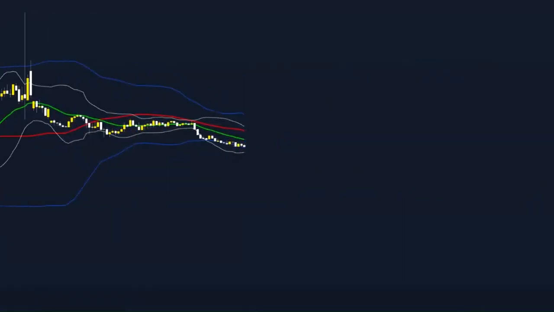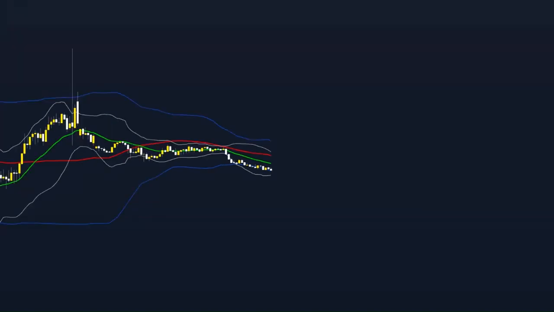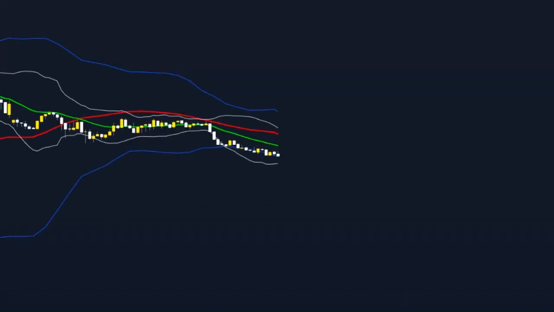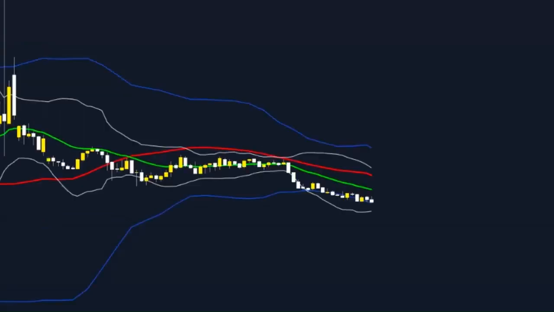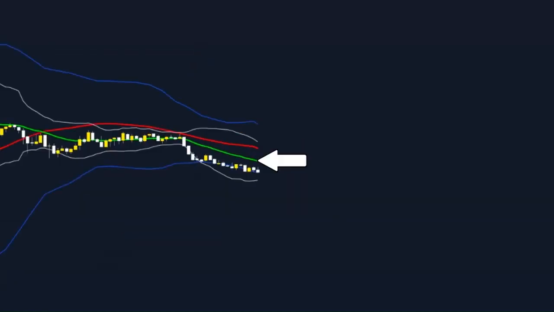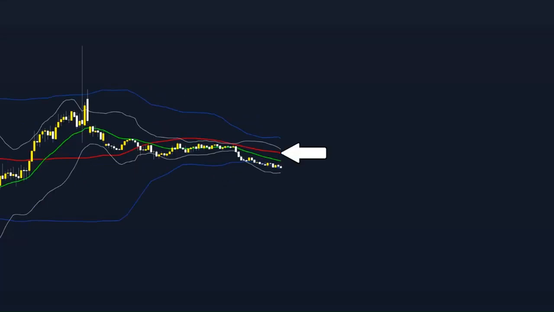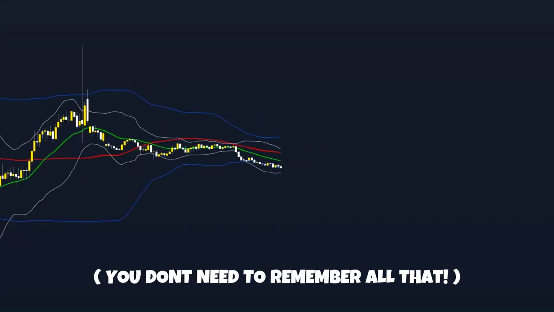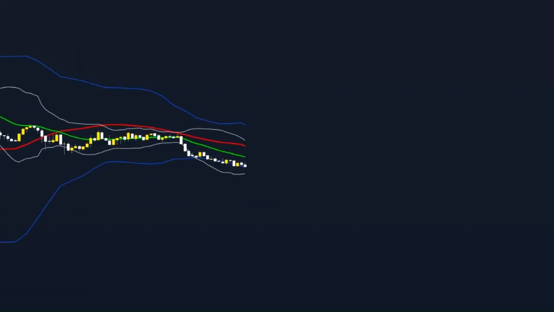Okay, so for taking trades with this beginner strategy, there is a few rules that you're going to want to write down. This will help you avoid any false signals and make the success rate of your trades actually hit take profit increase even more. As you can see on the chart right now, we have price, which is the candles. Then we have the 5-minute Bollinger Bands, which are these white lines. Then we have the 15-minute Bollinger Bands, which are the blue lines. And then the green line is the basis for the 5-minute, and the red line is the basis for the 15-minute. Now don't worry, you don't need to remember all that, but let's get into the rules and show you how to take trades.